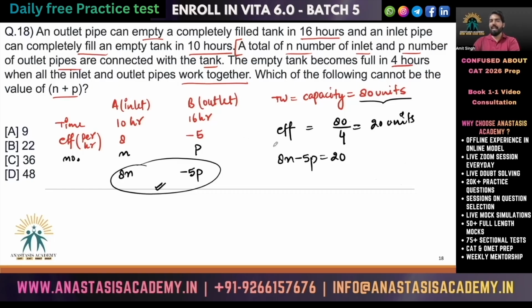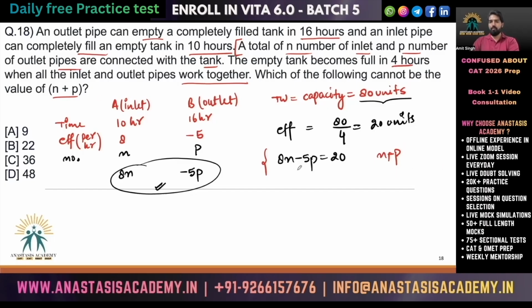Now, n and p are integers, right? n and p are actually whole numbers. The values of n and p cannot be negative and cannot be fractional. So precisely I need to find the integral solutions to this linear equation, right? And then from here I should write the value of n plus p, because finally I need to find which cannot be the value of n plus p.